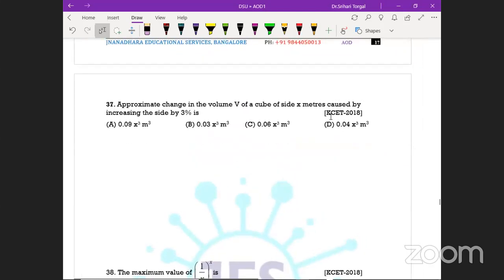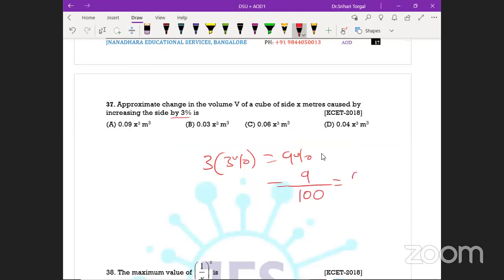Yes. Now concentrate on this. Karnataka CET 2018 examination problem. Now, approximate change in the volume of a cube caused by increasing the side by 3%. How many percent does the volume have to increase? 3 times the 3%, how much? 9%. Percent indicates per hundred, so 0.09. Option A is the right answer. Correct.